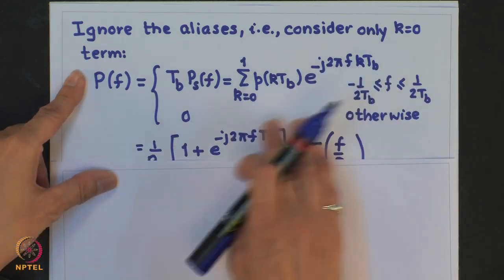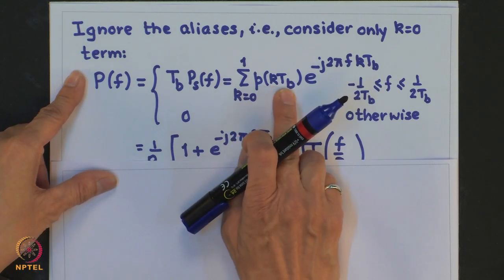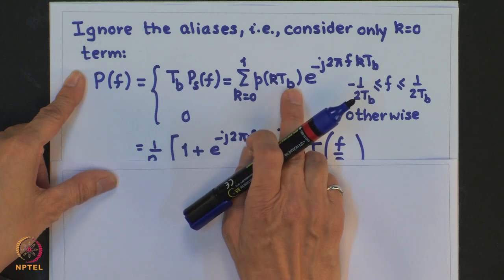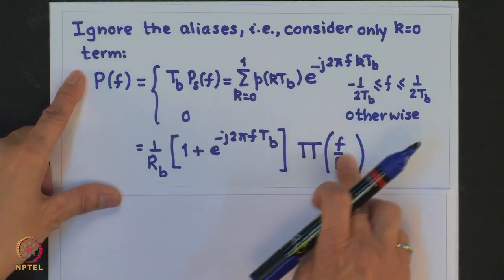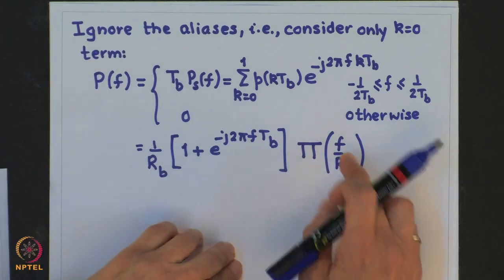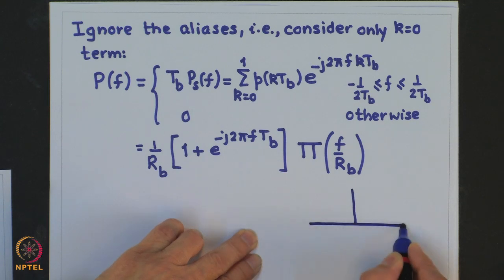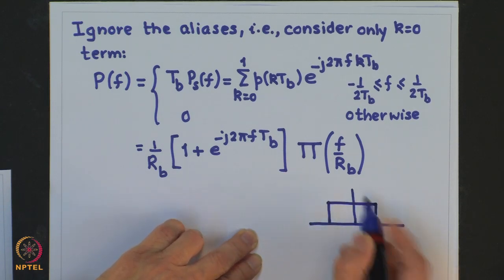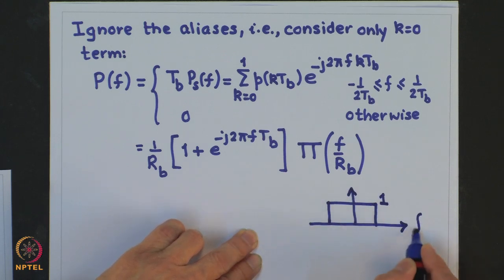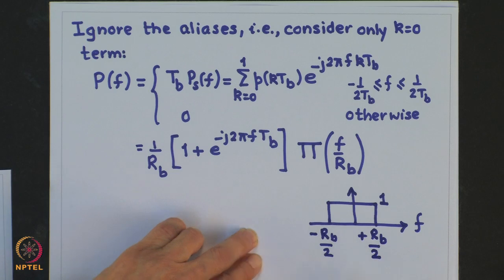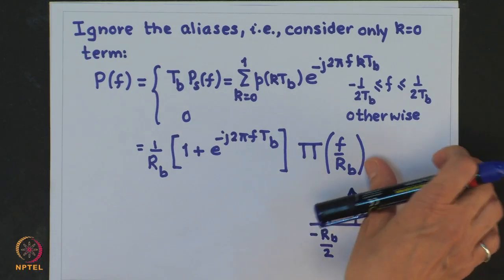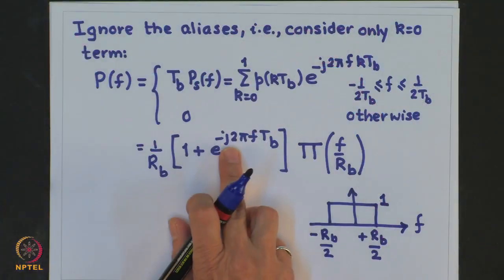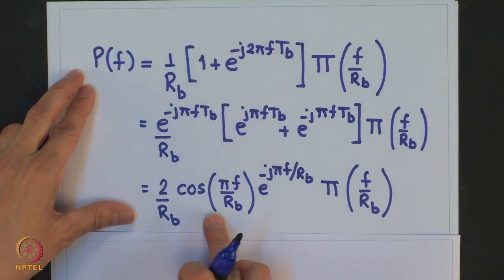Okay. So, if you simplify for PKTB equal to 1 for k equal to 0 and k equal to 1, I get this, and this is again my notation for the rectangle function. What this implies is like this. Now, this we can simplify, just take e raised to minus j pi f TB outside this. If you do that, a simple exercise, I just remove it out, then I can write it in terms of a cos function.